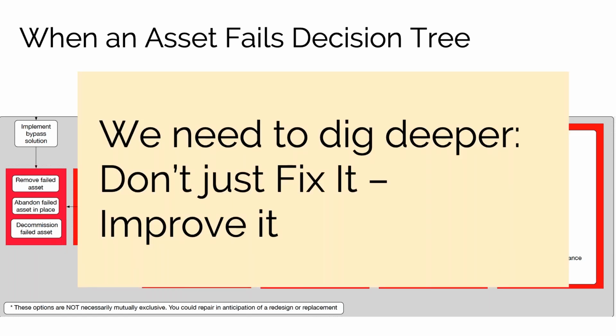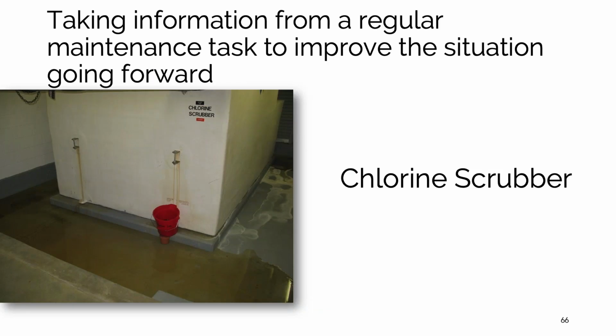Because we really want to dig deeper. We don't want to just keep fixing something over and over again. We want to look at opportunities to improve it. So if the same types of failures are happening over and over again, we want to find ways to make things better. So I have an example here of a utility that didn't just fix something or do the job without thinking about it. They wanted to improve the situation.